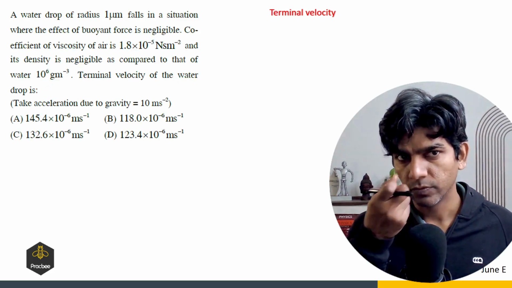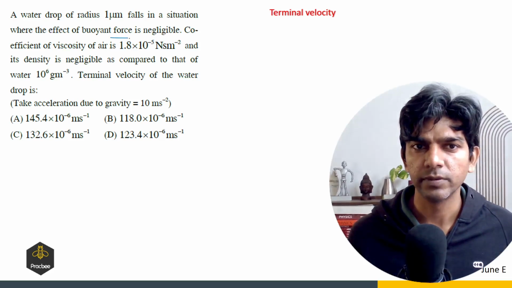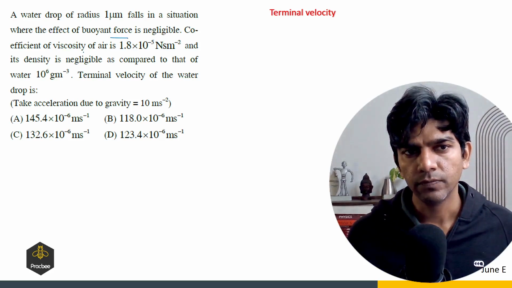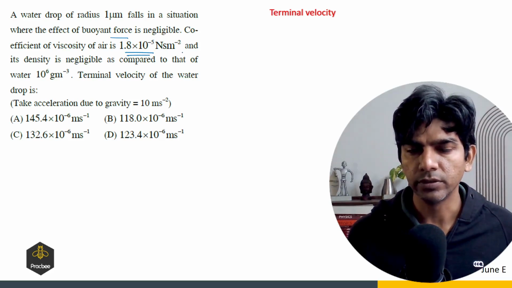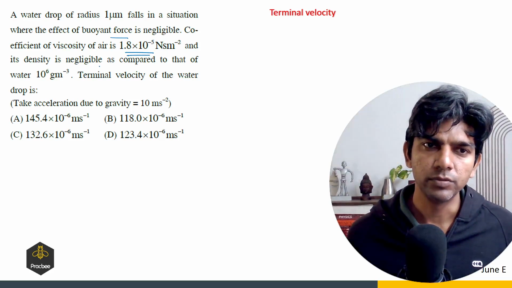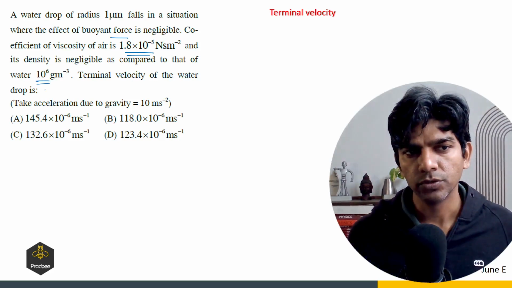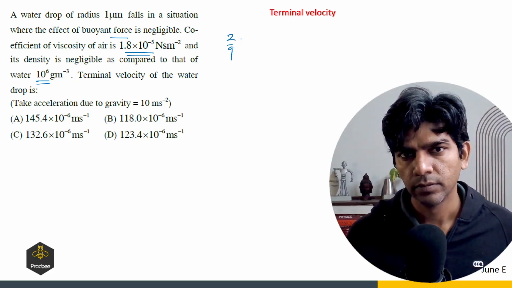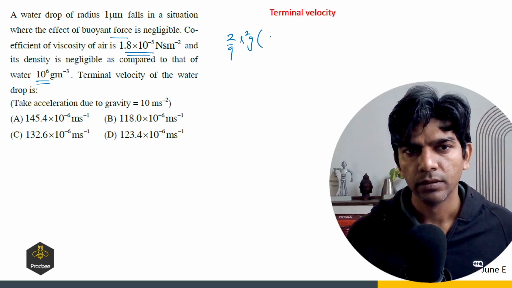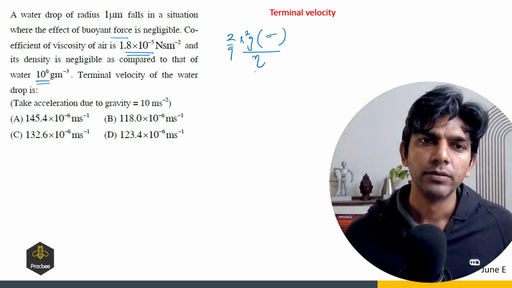A water drop of radius 1 micrometer falls in air, where the effect of buoyant force is negligible. The coefficient of viscosity of air is 1.8 × 10^-5 N·s/m², and its density is negligible compared to the water, which is 10^3 kg per meter cube. The terminal velocity of the water drop is 2/9 r² g ρ divided by η, right? So we have to substitute the values.